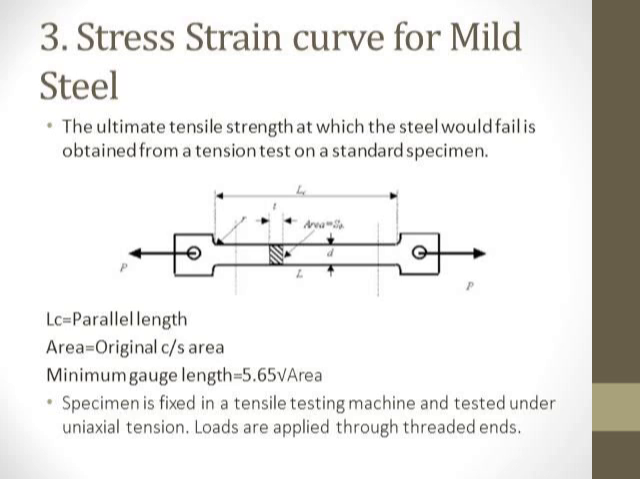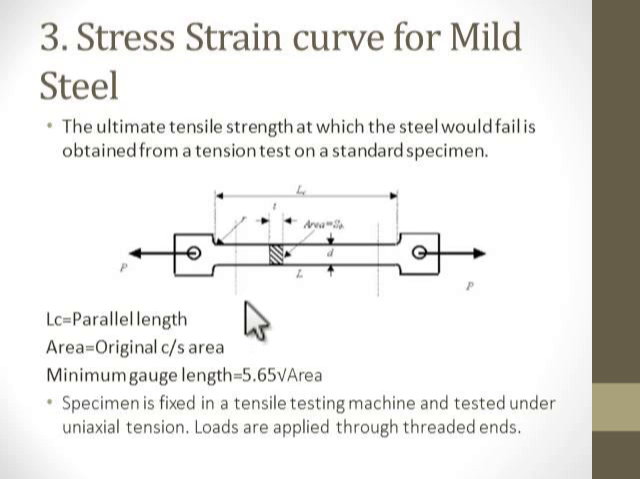Test specimen, and here the ultimate strength at which the steel would fail is obtained from a tension test on a standard specimen. Here the two vertical lines are there. Between these is what we call the gauge length, and Lc, which has been mentioned here, is the parallel length. The area shown here is the original cross-sectional area.